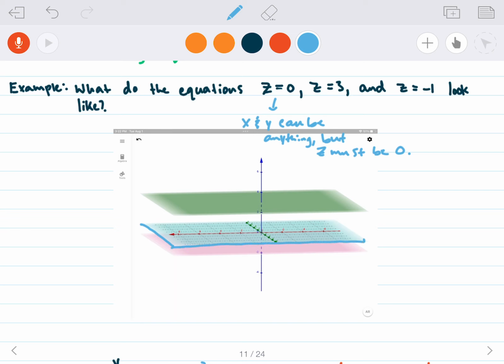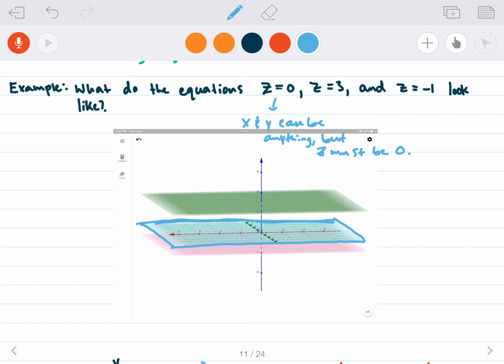This is our picture of the equation z equals 0. Notice that this covers all of x and y. X and y can be literally anything, but z has to be 0. It has to be a flat sheet. It can't have any height associated with it. Do you guys see the picture?